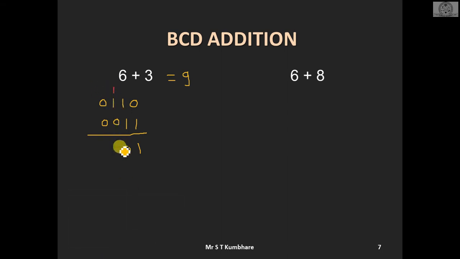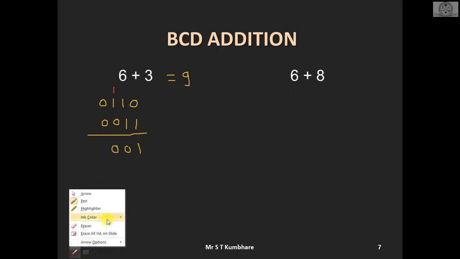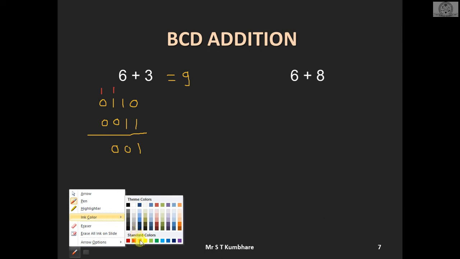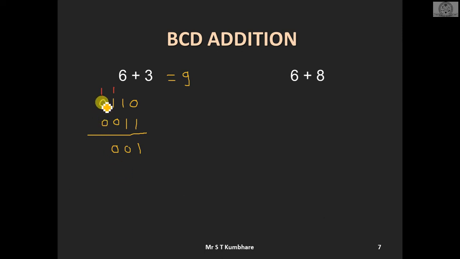Then again 1 plus 1 is 0, and there will be a carry over here, and then 1 plus 0, 1 plus 0, 1, 1. And if you observe, this 1001 is the BCD code for 9. So like this we can do the BCD addition.